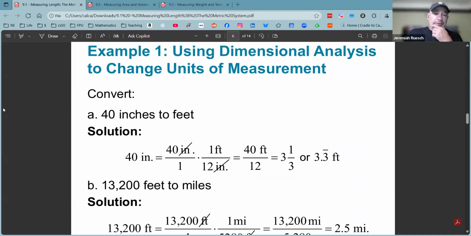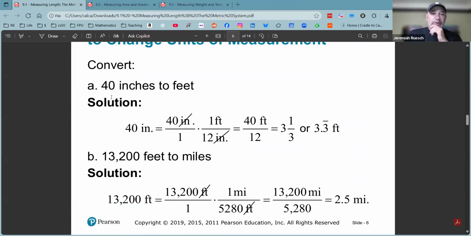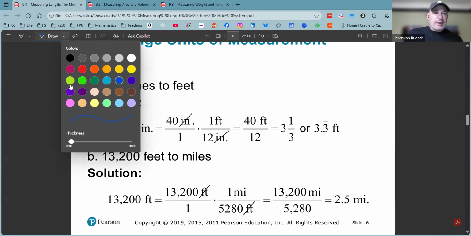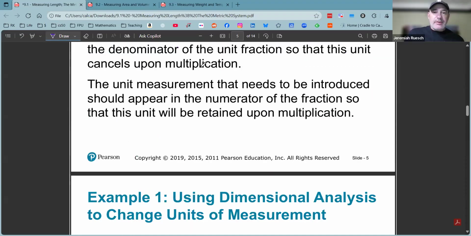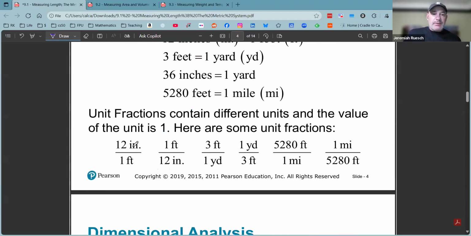Here are two examples that could be our first window into that. Say we have 40 inches and we want to know what that is in feet. The trick to doing these is to look at this and go, I'm given this measurement in inches, and I want to know what it is in feet. So my top measurement needs to be in feet. And if we look back at the unit measurements, I'm given inches and I want feet, so if I have this one, it's not going to work.